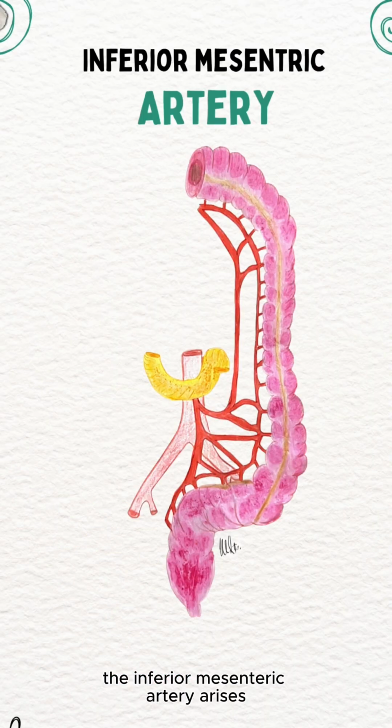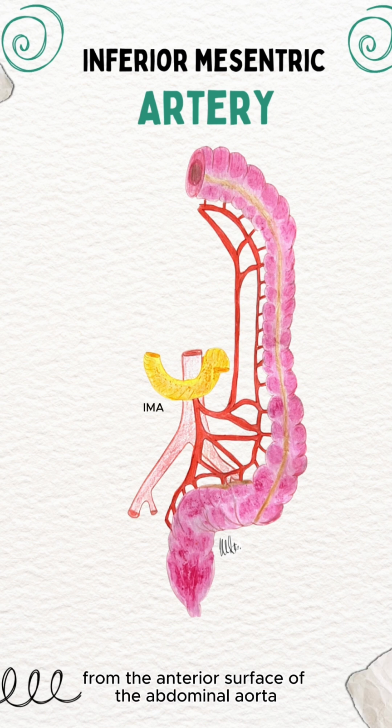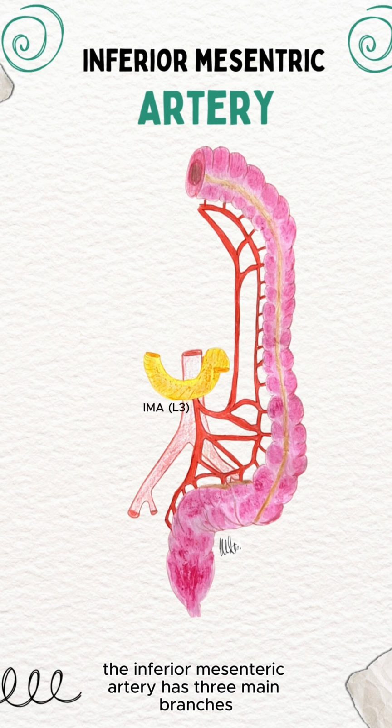The inferior mesenteric artery arises from the anterior surface of the abdominal aorta at the level of the L3 vertebra, just a few centimeters above the aortic bifurcation. Its primary role is to supply blood to the hindgut. The inferior mesenteric artery has 3 main branches.